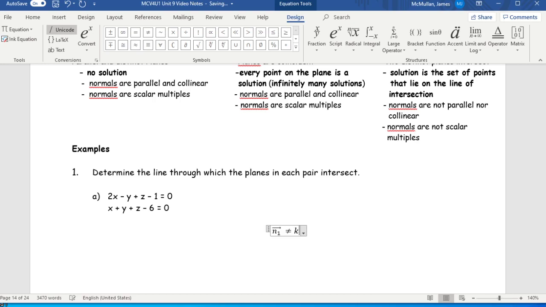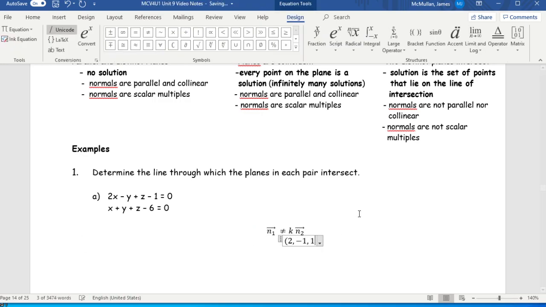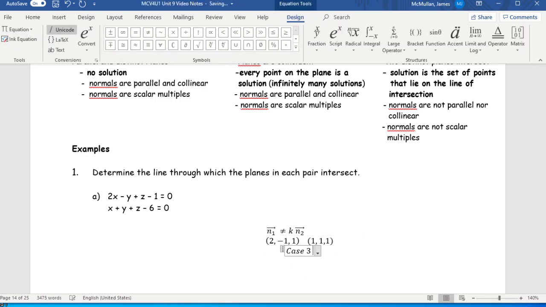Normal k times n2 vec. Okay? Because just look at them. It's 2, negative 1, 1. And there's no way you could get 1, 1, 1 out of that, because in order to keep the z the same, the k would have to be 1, and obviously that doesn't work for the other ones. So they're non-parallel. So immediately here they are case 3, and they intersect in a line.